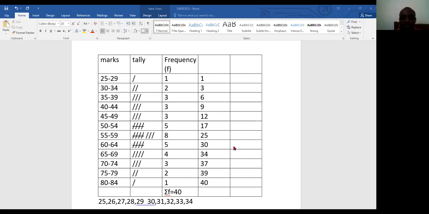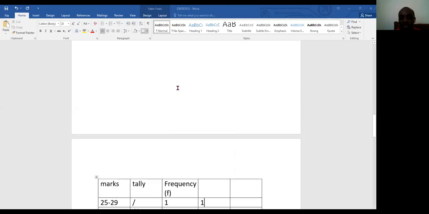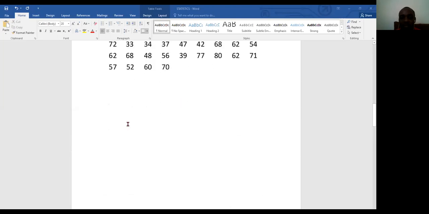So this is how you do. So this is tally. Now, what happens if, for example, tally gets up to 10? If you want to write 10, you do 1, 2, 3, 4, 5.